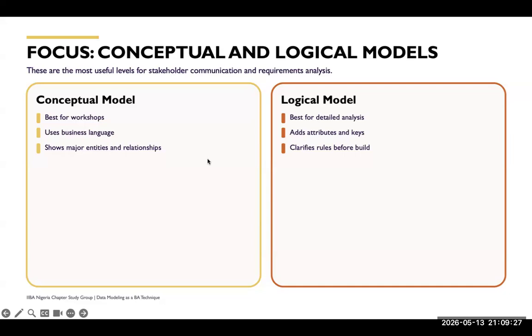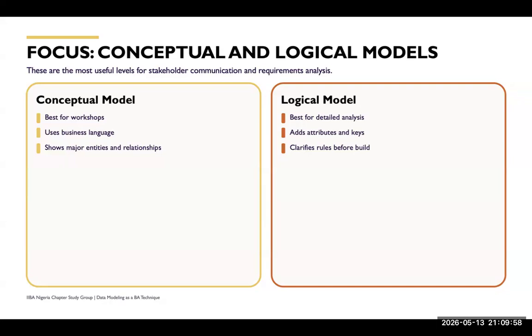So the conceptual model, I would say, works best for workshops, and it uses business language, and it shows major entities and relationships within the organization. So for example, we had customer. Thank you so much, Alberto. So we had an example that we looked at. We were looking at the hospital, for instance. We're also saying customers and orders.